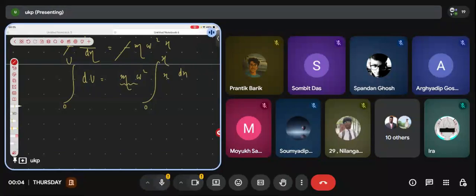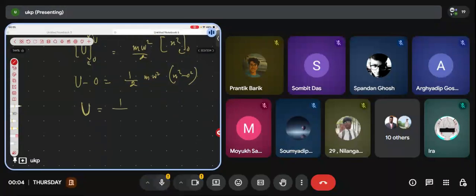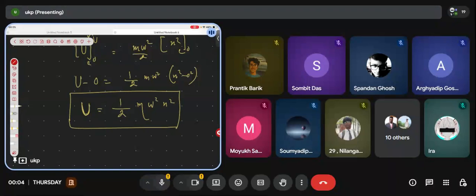Now integrate. What will be the integration of du? It will be u, lower limit 0, upper limit u. What will be the integration of x? Sir, x square by 2, lower limit 0, upper limit x. Put the upper limit minus lower limit. u minus 0 equal to half m omega square, x square minus 0 square. So the final result we are getting is that potential energy U is varying as half m omega square x square. Yes or no? Okay?